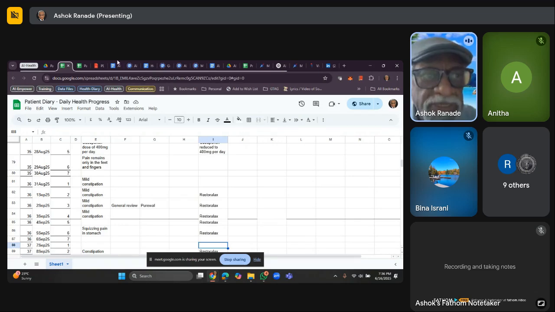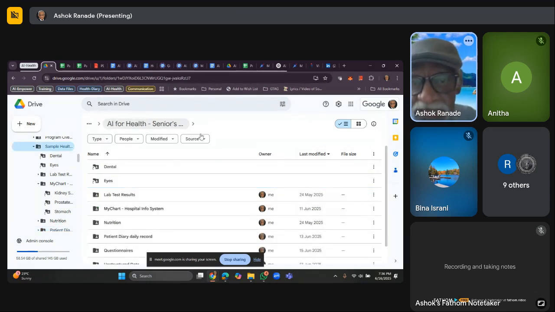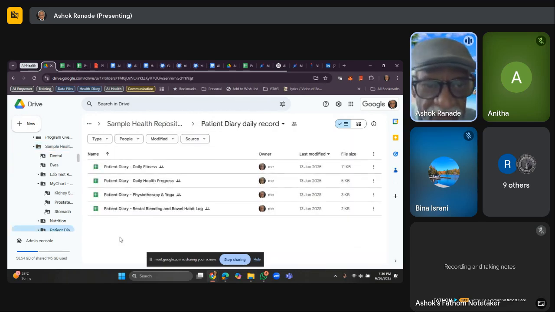let me take you to the repository. So you see this repository, sample health repository. I have sent you the link for this repository drive. You can open this. It has data which is actually my data, but you can have a look at it to see what can be given. Out of that, here is this patient diary record. Now here I've given 4 different spreadsheets. You don't need to worry about all 4. Just give this daily health progress, and in that daily health progress, you definitely say how can I keep on giving every day's progress for the last so many years. So don't worry about that.